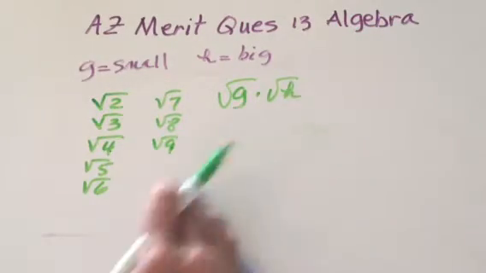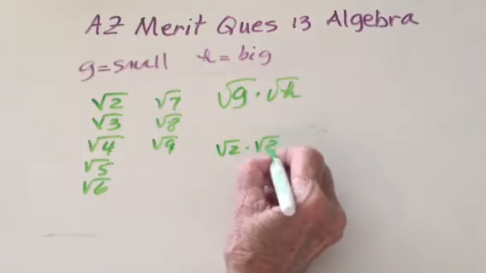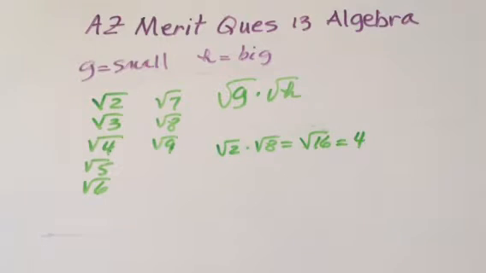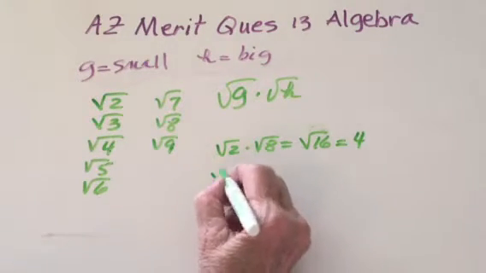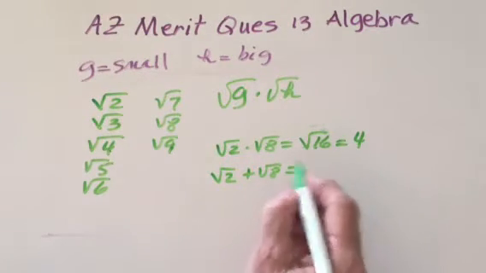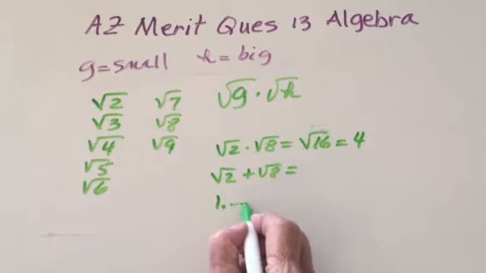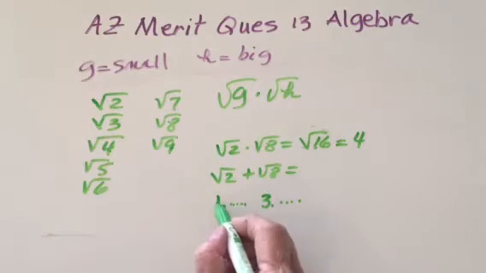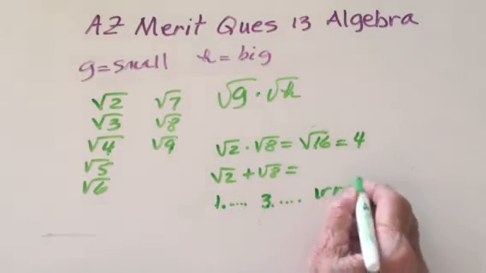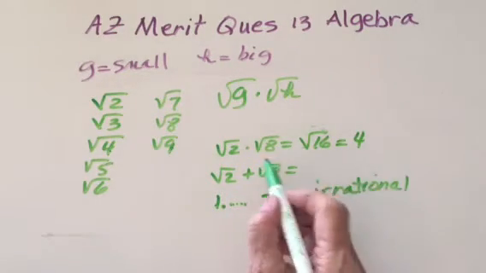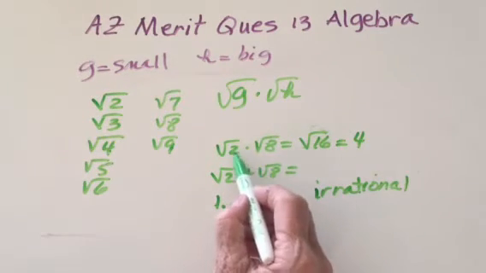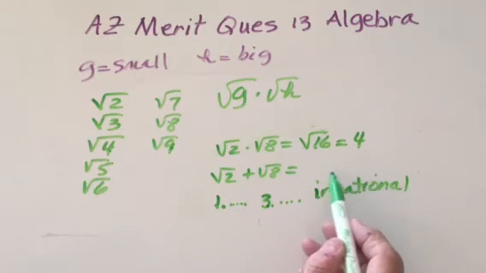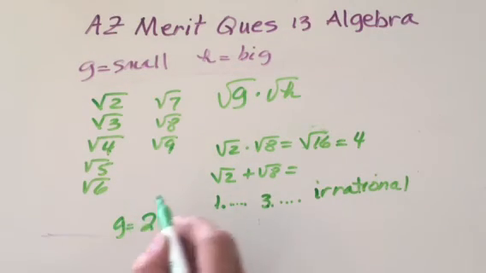Watch what happens when we finally come upon the right answer. Radical 2 times radical 8. What does that equal? Radical 16. What's radical 16? 4. Is 4 a rational number? Yes, it is. What is radical 2 plus radical 8? Radical 2 is 1 point blah, blah, blah, and radical 8 is 3 point blah, blah, blah. So when you add them, you get an irrational number, and that's exactly what we're looking for. We're looking for two numbers whose square roots multiply to a rational number and add to an irrational number. So my answer is G equals 2 and H equals 8.